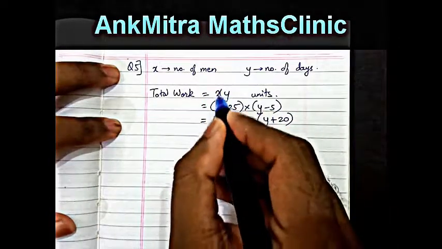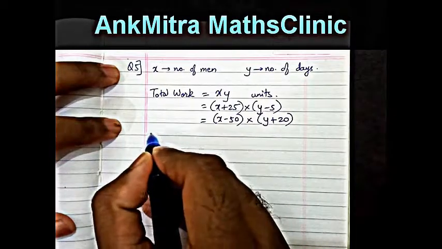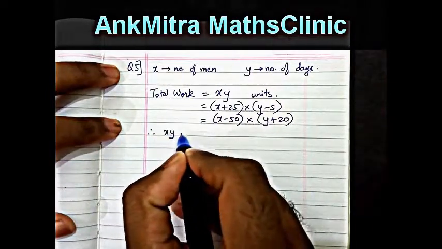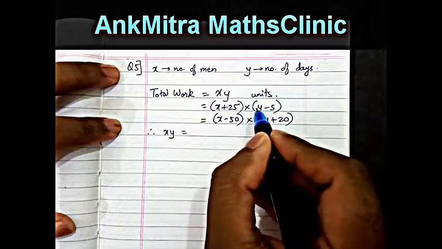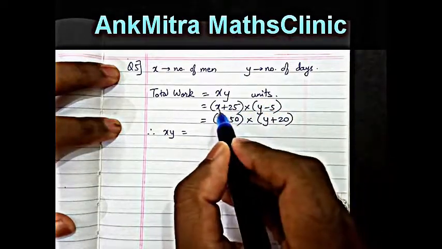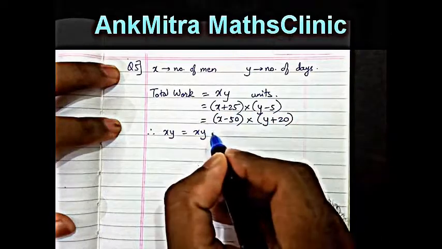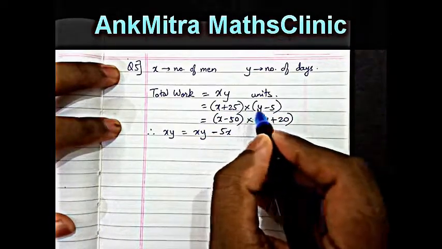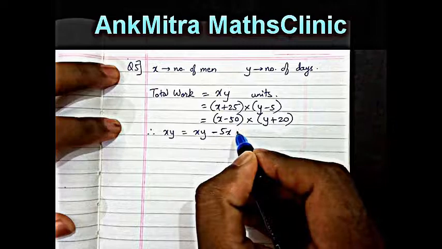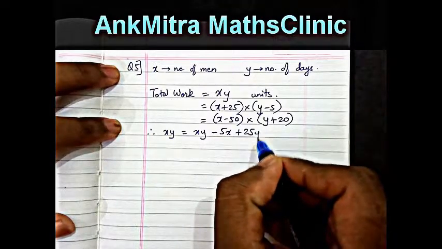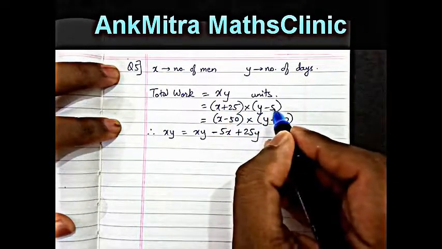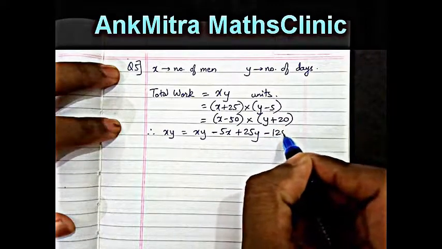So equating these two, we get XY is equal to the product of these two brackets. So the product of these two brackets is X into Y is XY, X into minus 5 is minus 5X, then 25 multiplied by Y is plus 25Y, and 25 multiplied by minus 5 will be minus 125.